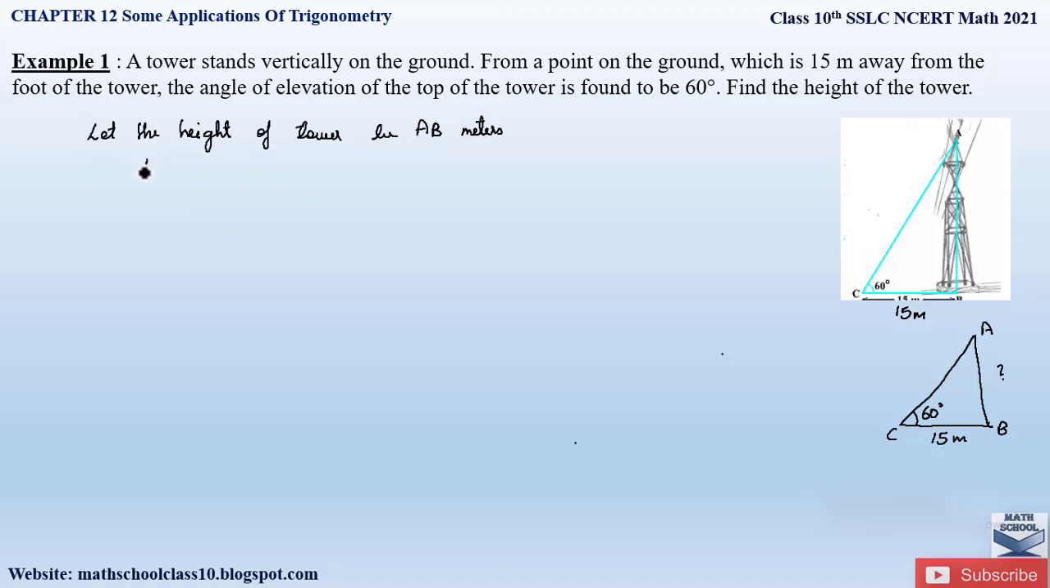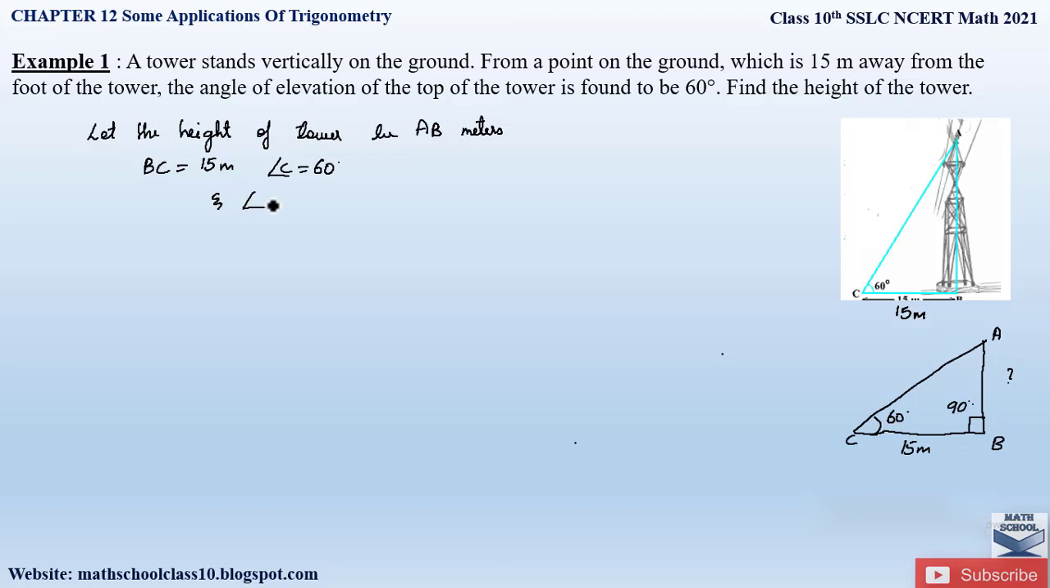Now what is given? They have given us the distance between the tower and the point, that is BC, which is equal to 15 meters. Now you can observe that since this tower AB is vertical to the ground, this angle B is equal to 90 degrees. Now this triangle ABC is a right angle triangle, right? Since angle B is equal to 90 degrees, triangle ABC is a right angle triangle. Since it is a right angle triangle, we can apply the trigonometric ratios here.